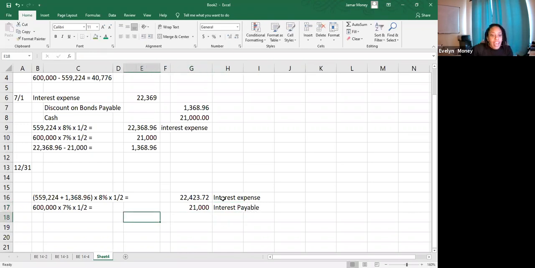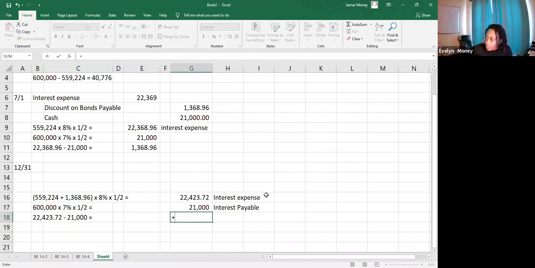Interest payable. And then we have to find the amortization of that discount by taking the difference between the interest expense and the cash payment. This minus this. Because I'm being nitpicky, I'm making more work for myself. Discount on bonds payable, and I really should say the amortization.